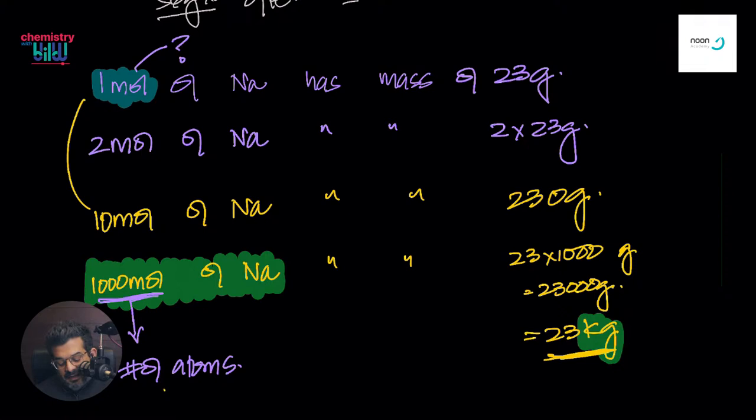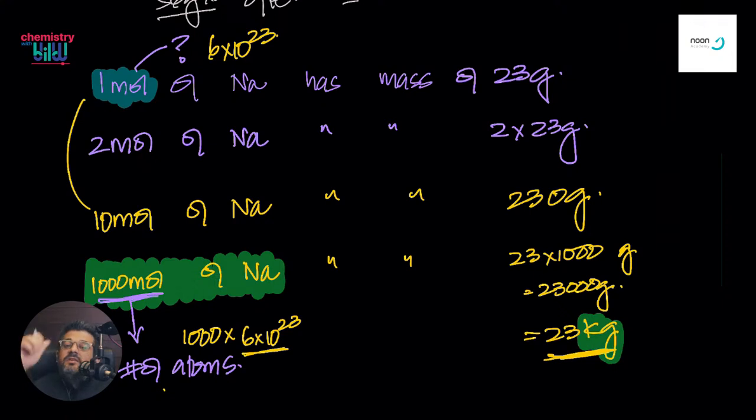Thank you, Saad. Absolutely. Because 1 mole is the Avogadro's number. So 1,000 moles is 1,000 times Avogadro's number. That's the Avogadro's number, so 1 mole is 6 times 10 to the power 23, which is the Avogadro's constant. So 1,000 moles is 1,000 of that. So this is a number. Yes, it's a big number, but at least I know it, right?